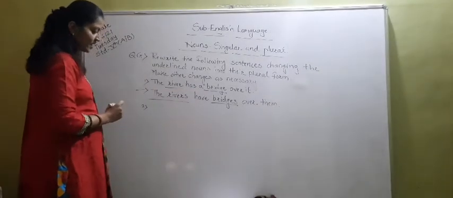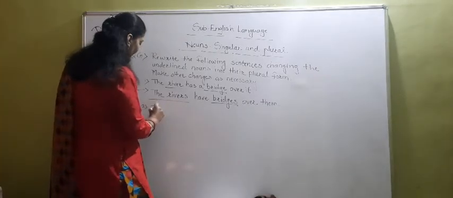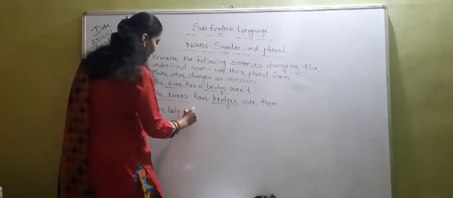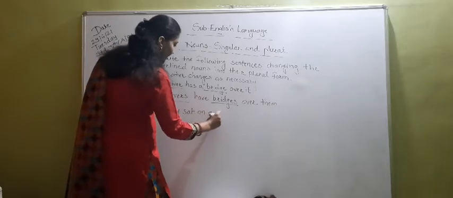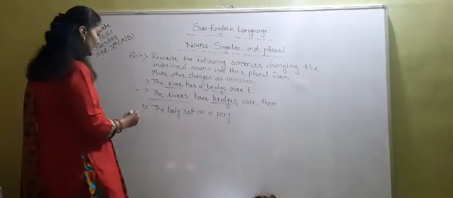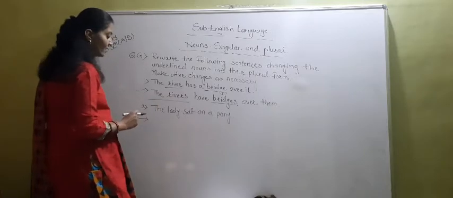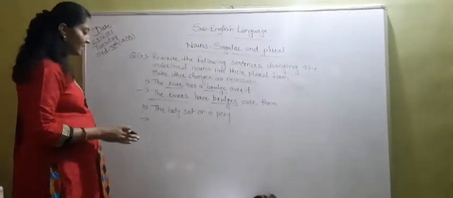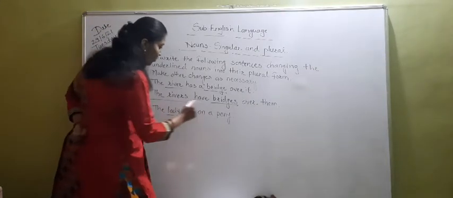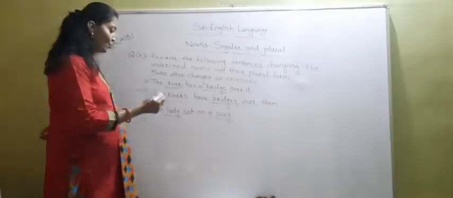Now see the second sentence. The lady sat on a pony. The lady sat on a pony. Okay. Here we have to make plural of the word. Now see first which words are underlined. So the words underlined here are lady and pony. These two words are underlined here. Means we have to make plural of these two words.